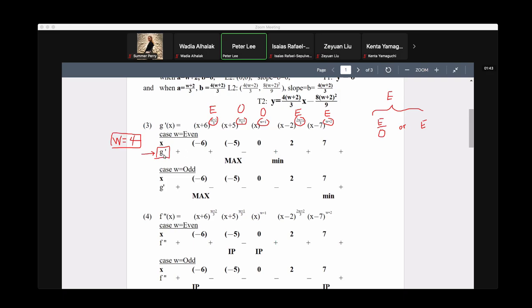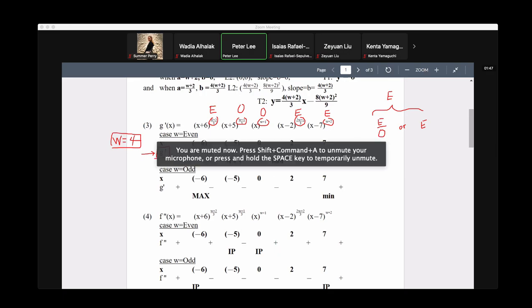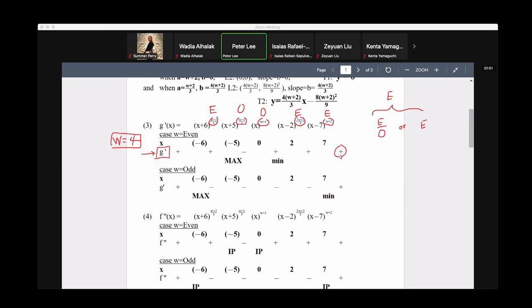So what happens to the sign of G prime when x is bigger than 7? That will be a plus. And when this is even, we cross over the critical value of even power, even multiplicity, then that means the sign does not change. So from here to here, when this guy's even, then what happens here? The sign does not change.